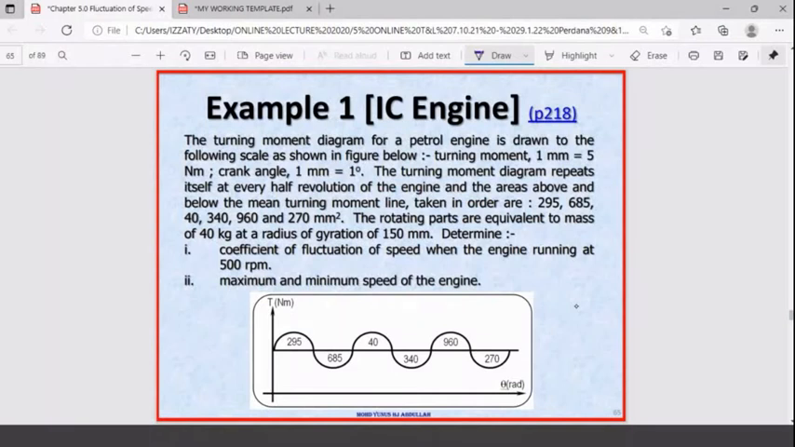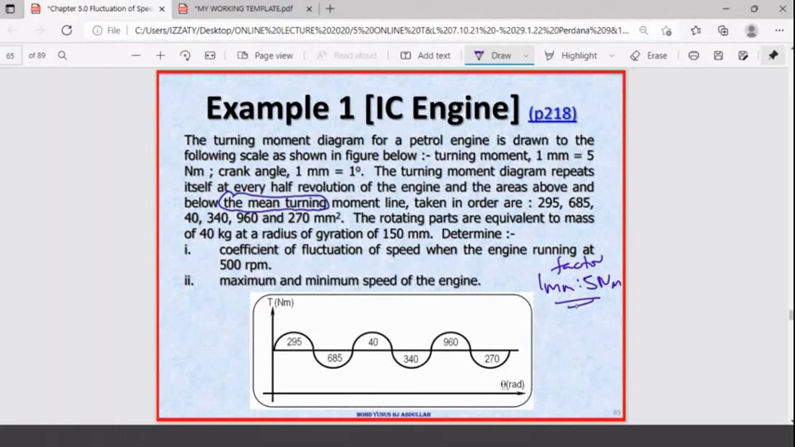The turning moment diagram for a petrol engine is drawn to the following scale as shown. Look at the turning moment diagram: 1 millimeter equals 5 Newton meter. This is the factor. And the turning moment diagram repeats itself every half revolution of the engine, and the area above and below the mean turning moment line.